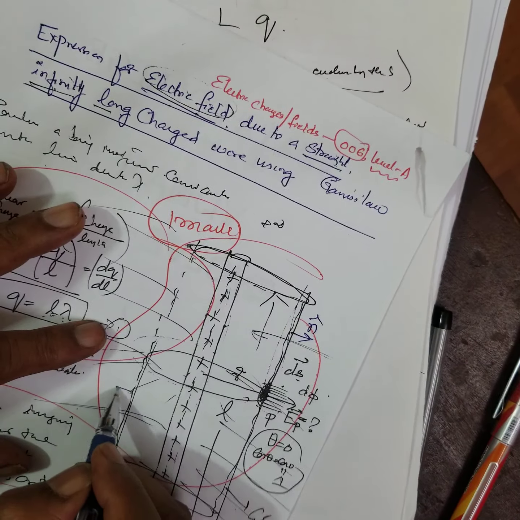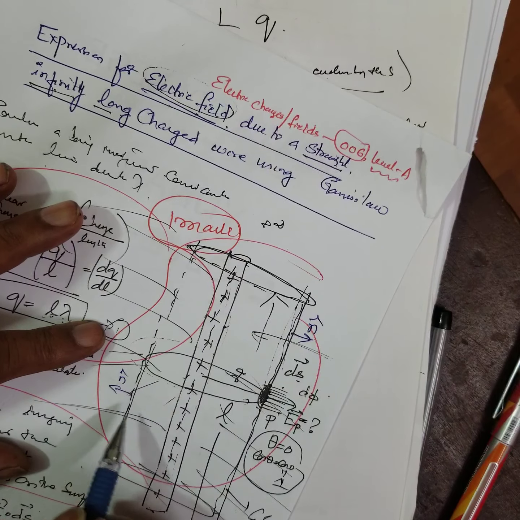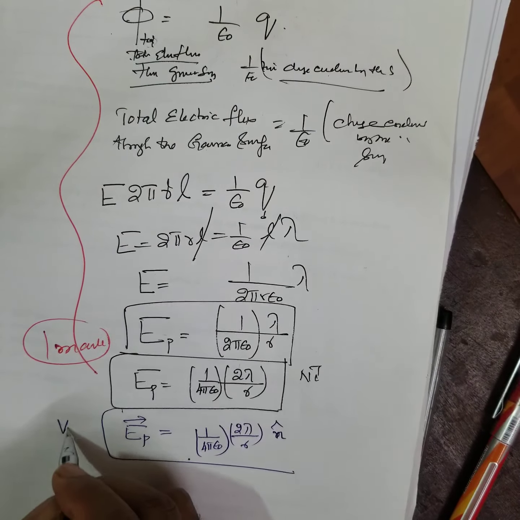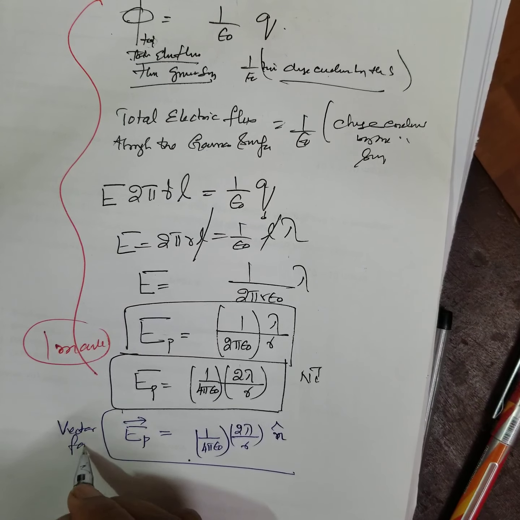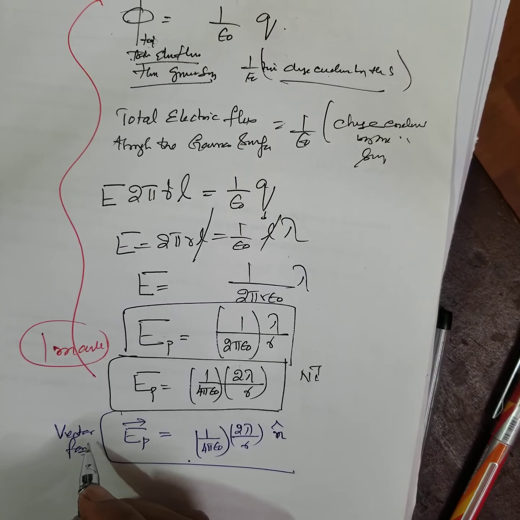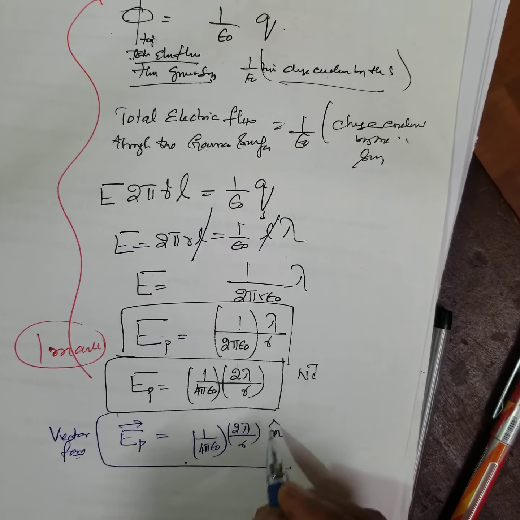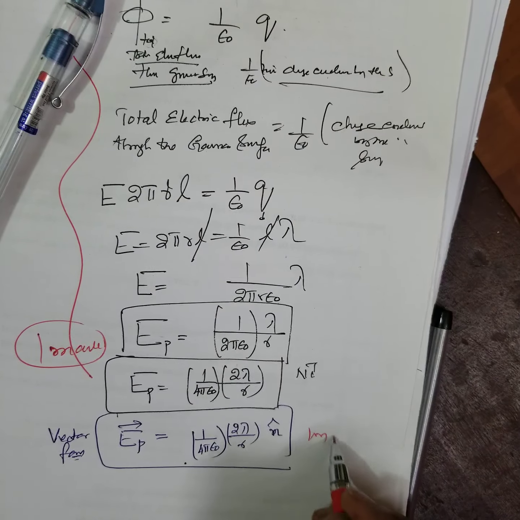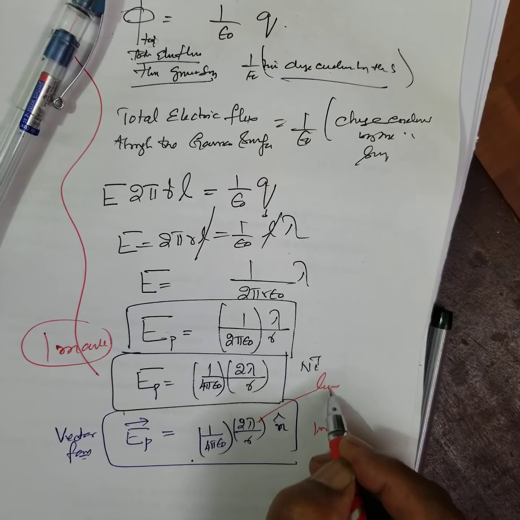Understood? Here also normal vector. Understood? This is the vector form. Whatever you have to write, if they ask you for 1 mark, you have to write this. Then you have to write what this is called: linear density.